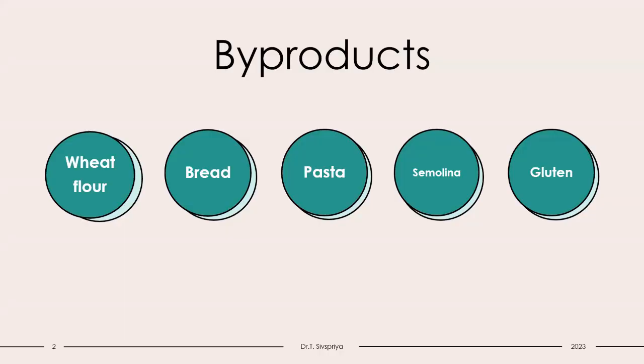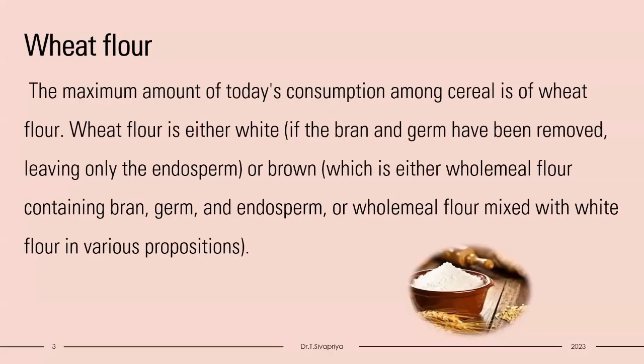Among the wheat products, the most important and first byproduct is wheat flour. Next comes bread. After that, pasta, semolina, and wheat gluten. Now coming to wheat flour. The maximum amount of today's consumption among cereals is of wheat flour.